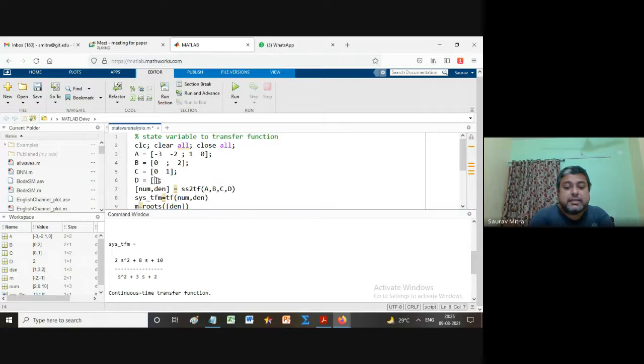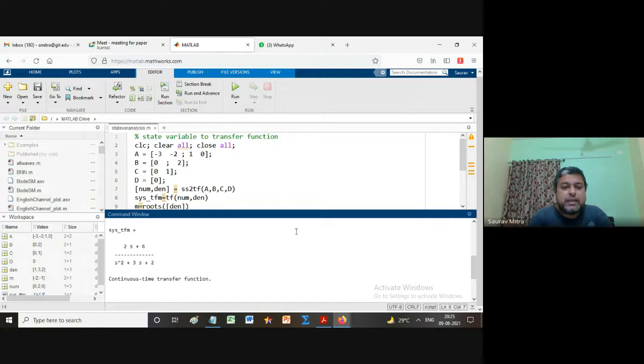Second case, make the D matrix 0. When the D matrix was 2, this was a strictly proper transfer function. Now as I have made the D matrix 0, it will become a proper transfer function. Proper transfer function means the numerator will have lesser order than the denominator. The denominator has order 2, this is the system transfer function, that means C(s) by R(s), and the numerator has order 1. So this is how the D matrix is affecting. Now you can check the B and C matrices: if you make all elements 0, you'll find the transfer function does not exist.